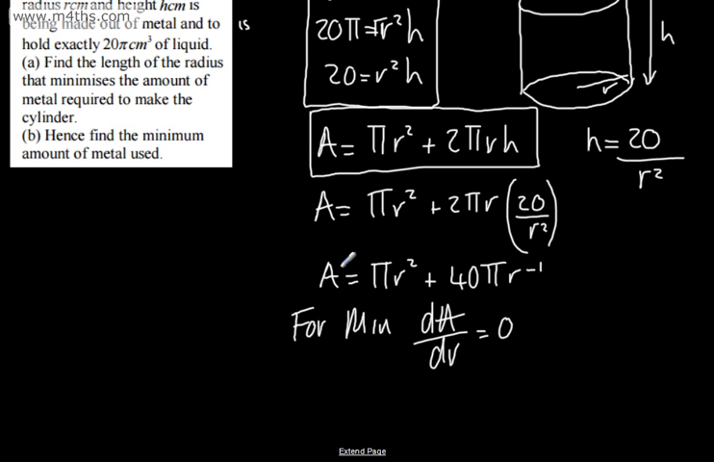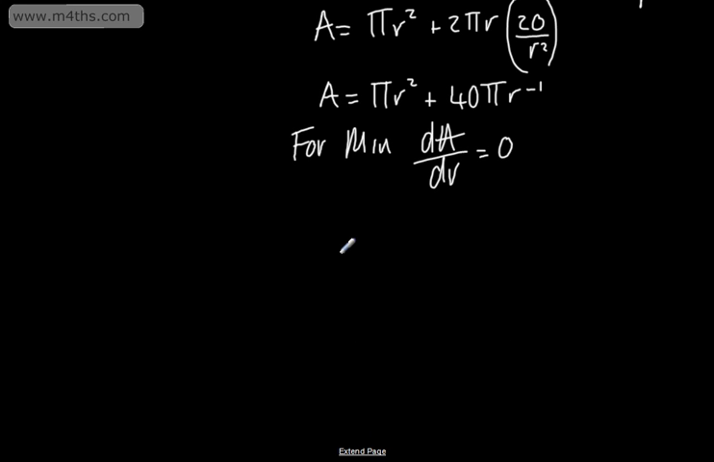So what we're looking at is what happens to the area of this cylinder as r changes. So dA/dr. Pi is just a constant, therefore what we're going to get here is 2πr. All I'm doing is differentiating. Then we're going to have negative 40π, and then r to the negative 2, or we can say that is over r squared.